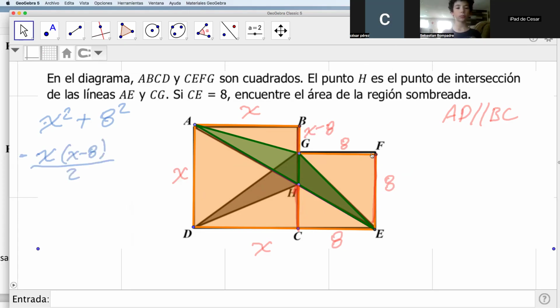And the area of this one? 32. Okay. And the area of all this? X times (x plus 8) divided by 2. And we are going to subtract all this. We need to remove this part and this part and this part. And we will get the green one. So make the algebra.